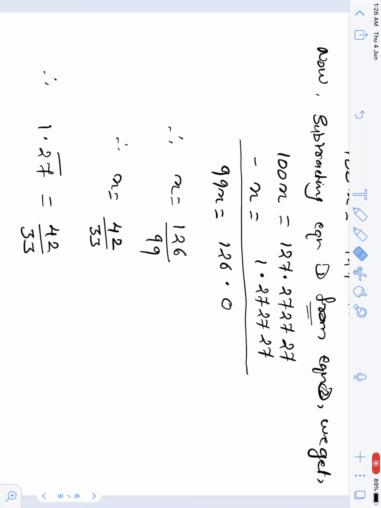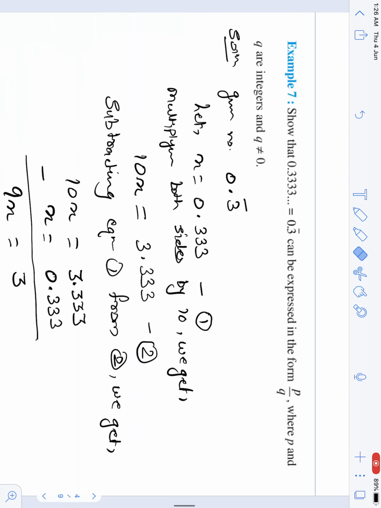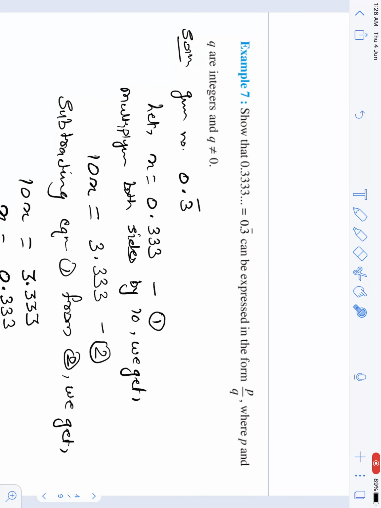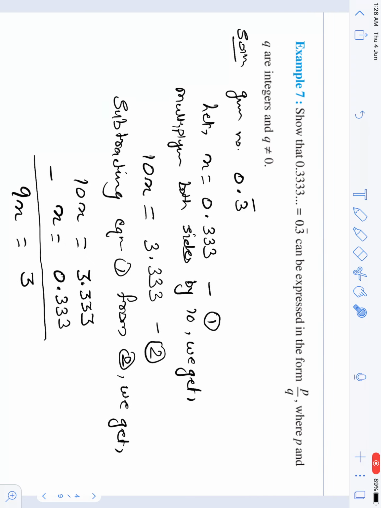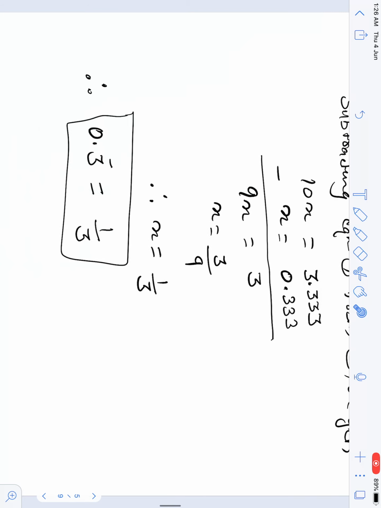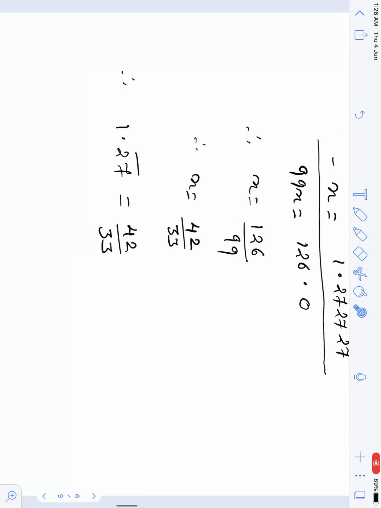Is it clear? Now in this example we have seen, let us revise these two examples once again. Here we have learned that only one single digit is repeating, so we multiplied it by 10. Then in this example 2 digits were repeating, so we multiplied it by 100. Okay, now let us see the next example.